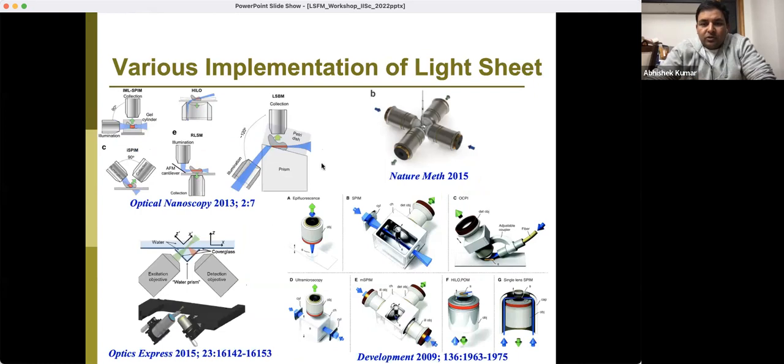I don't expect you to remember all of these, but this is just to show you that there are different configurations. People have come up with all kinds of possible combinations or geometries you can think of to put these lenses or bring illumination orthogonal to your collection objective.